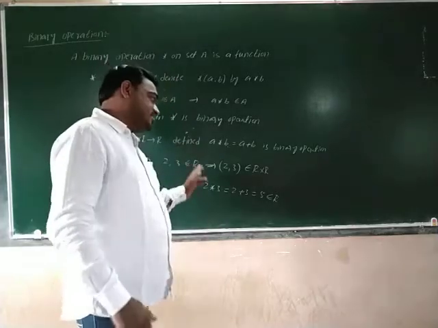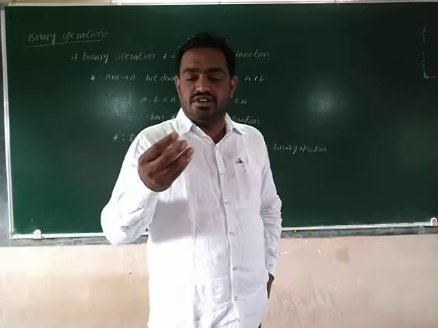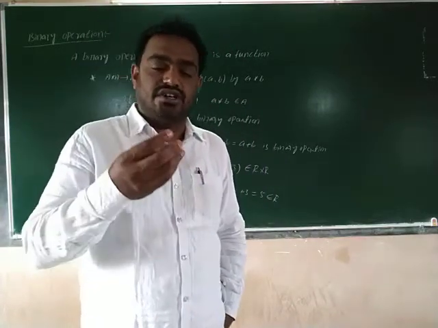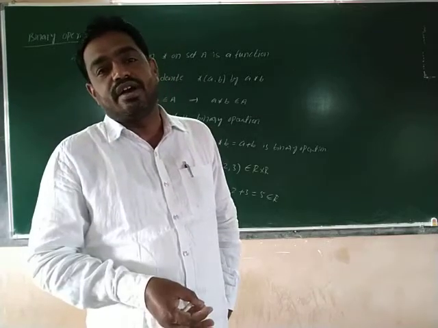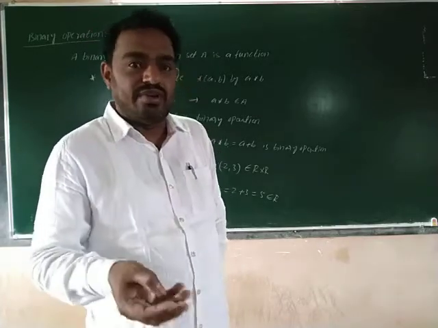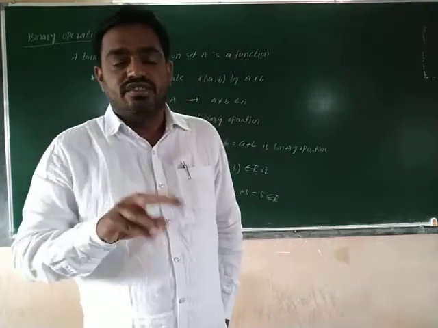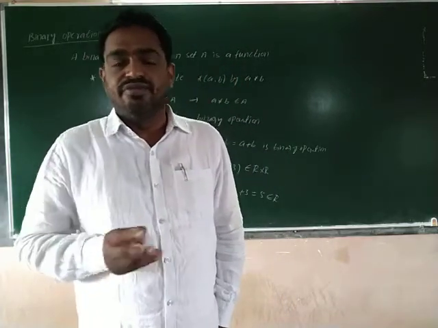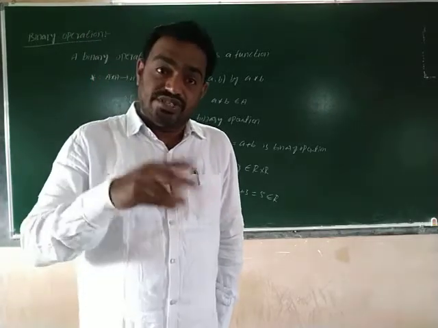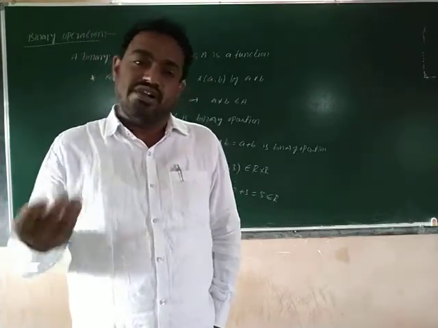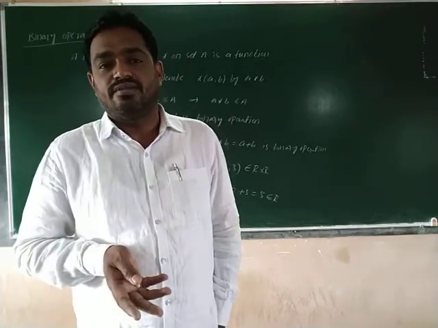On the real number set, addition is a binary operation, subtraction is a binary operation, division is a binary operation, and multiplication is also a binary operation. Take any two elements: if a comma b are any two real numbers, the sum of the real numbers is always real, the difference is always real, the product is always real, and the division of real numbers is always real.